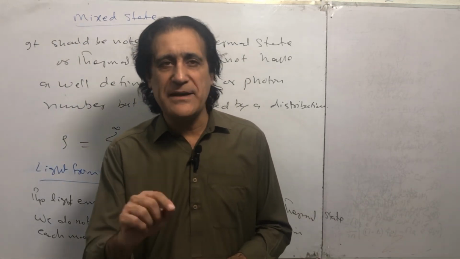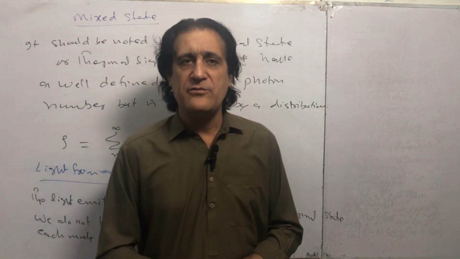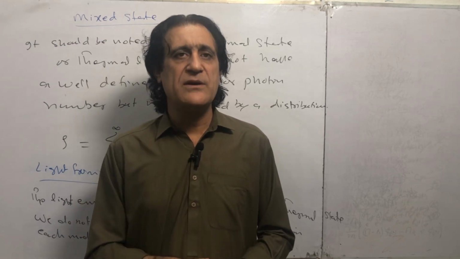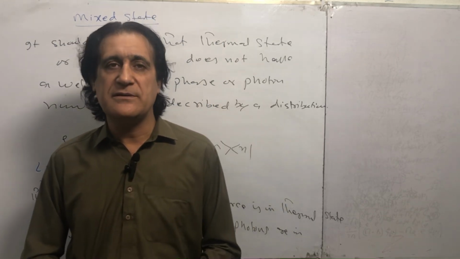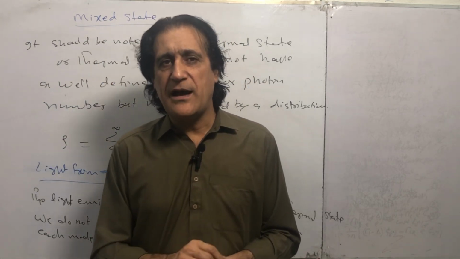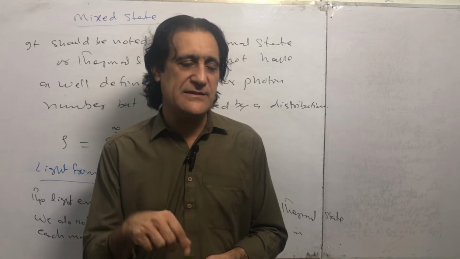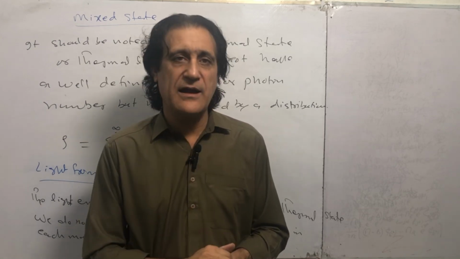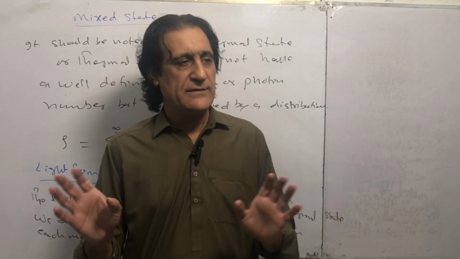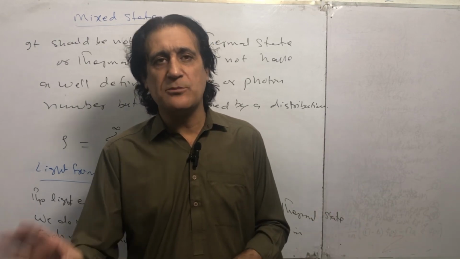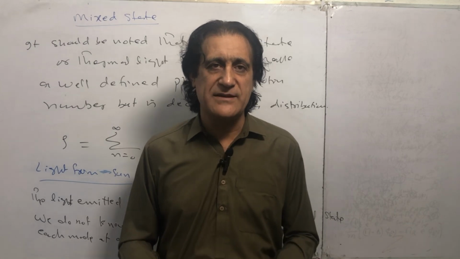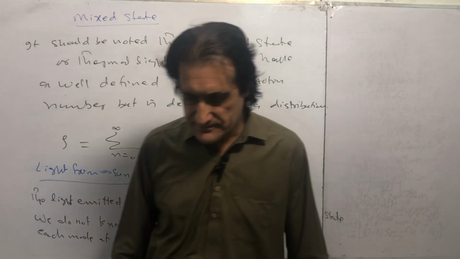And what is the mixed state? The mixed state is where we don't know about the quantum system, but we know about the probabilities of the pure states. The best example of the mixed state is sunlight or some ordinary light from a bulb. From this we don't know the number of photons in each mode at any time t. So we can say that a mixed state is different from a pure state.